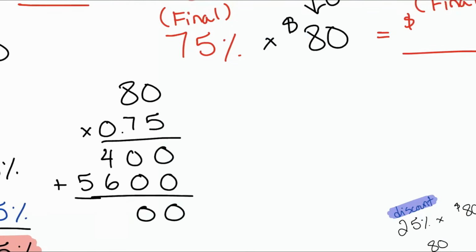0, 0, 4 plus 6 is 10. Carry the 1. And that'll be 6 moved over. We have 2 decimal places that we will bring back. And so we'll bring 2 back right there.